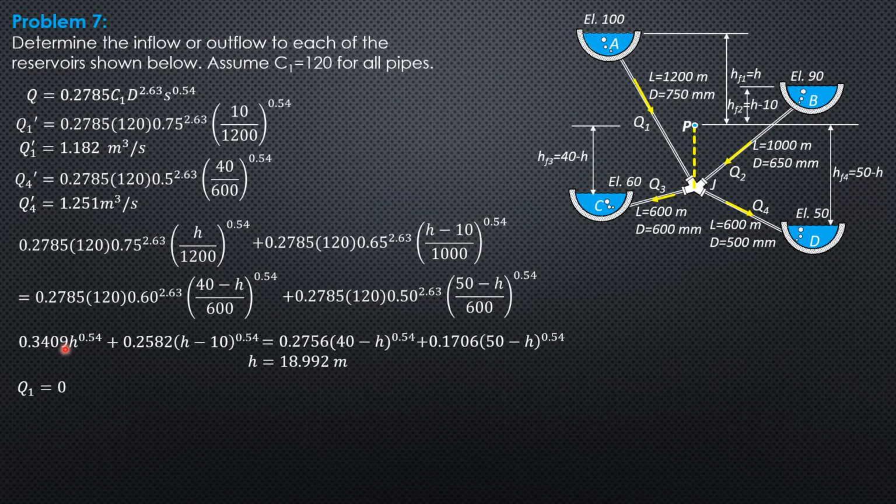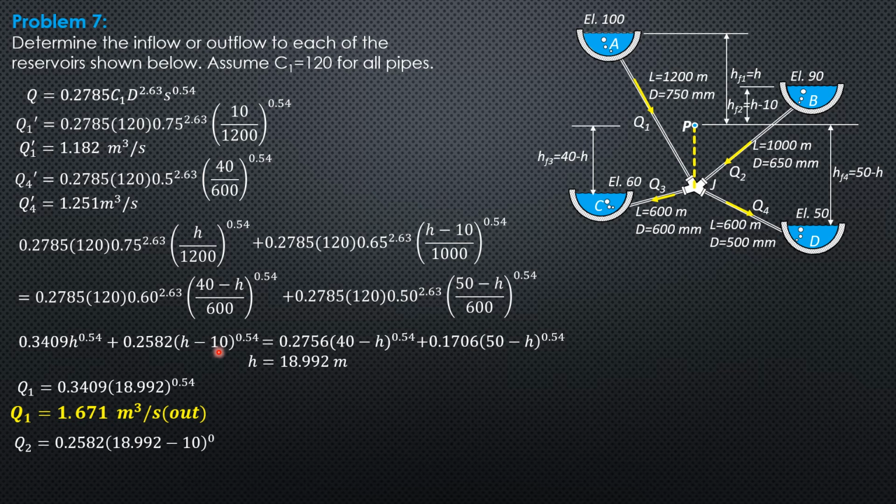Then we can now solve Q1, 0.3409 times 18.992 to the 0.54. So Q1 is 1.671 cubic meters per second, and it is an outflow. Q2 is 0.2582 quantity 18.992 minus 10 to the 0.54. So Q2 is 0.8454 cubic meter per second, and it is also an outflow.